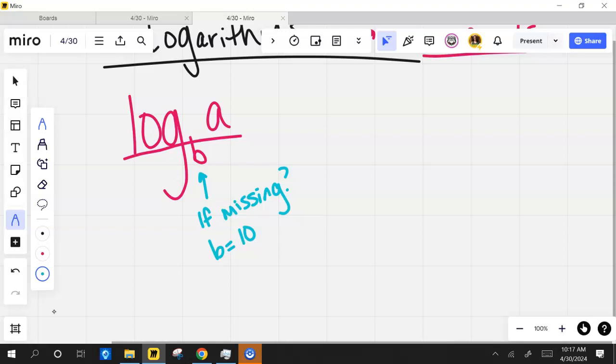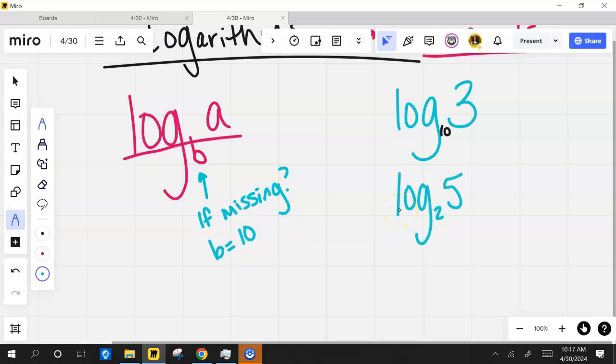We operate in base 10. Logs are in base 10 if there's nothing there. So if I just wrote this, notice there's no base, which means there's an invisible 10 there for the base. Okay? Yes, I'm going to do several. So, like what it would look like. So maybe log base 2 of 5.